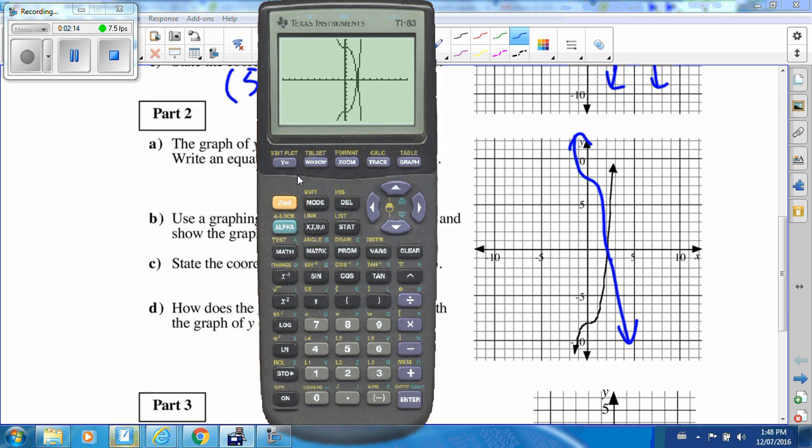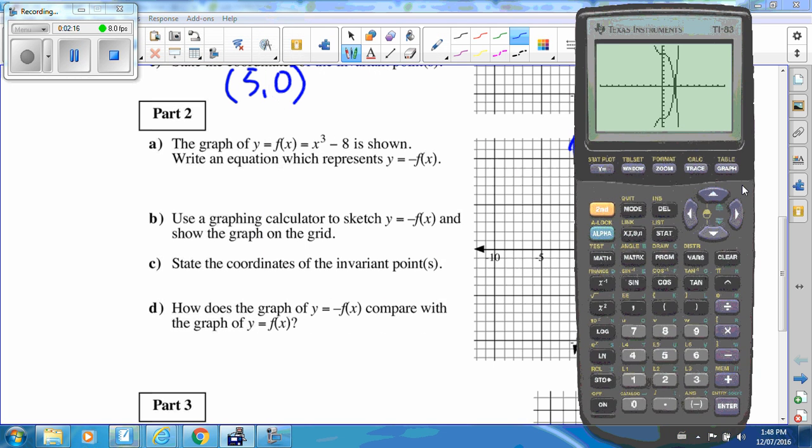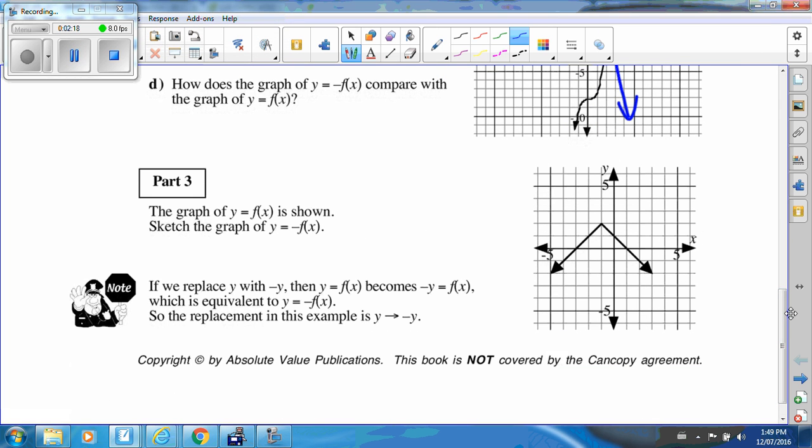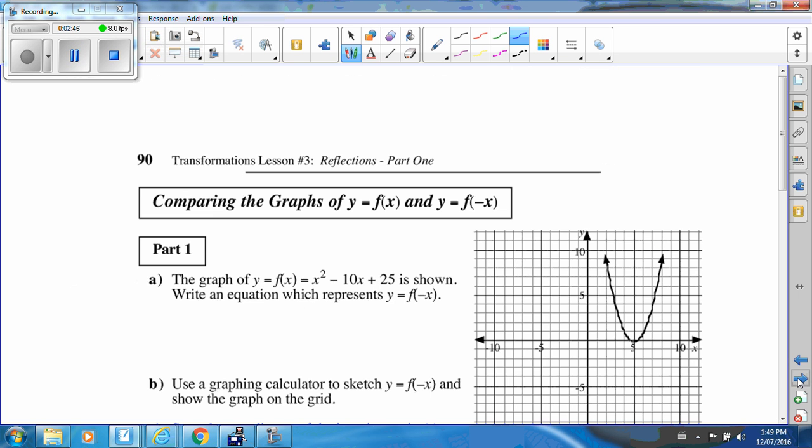So again, vertical reflection. And with this one, it's going to do the same thing. Vertical reflection, and the invariant points are always right there on the x-axis. The x-intercepts are there. And the reason is that this is a y-value replacement. We want to imagine moving that negative back over here. So we've replaced y with negative y. So if the y-intercept was 8, it's now negative 8.